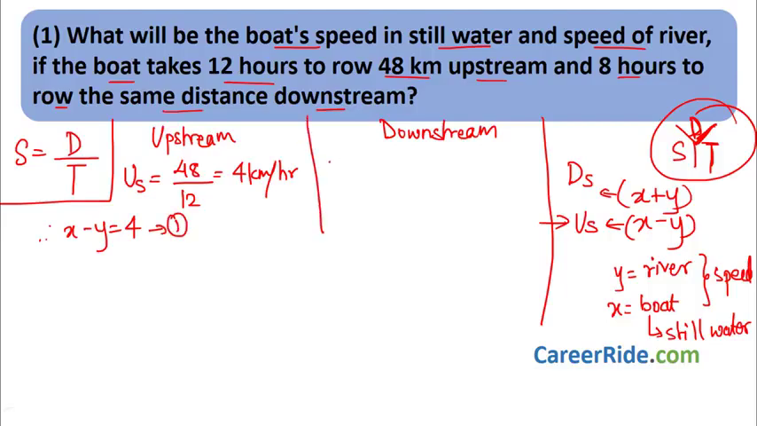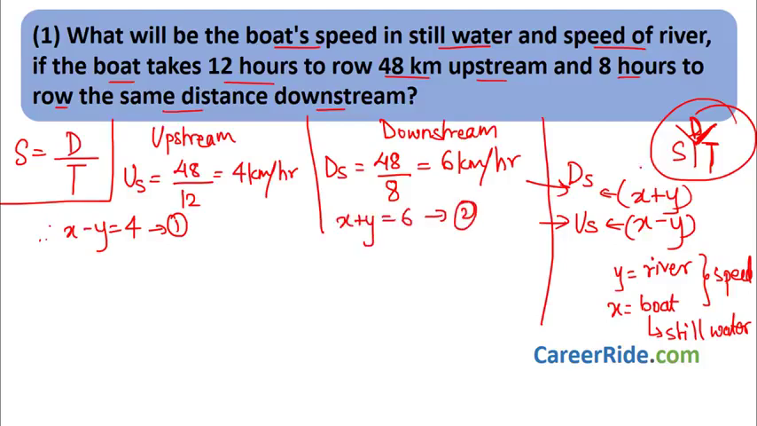Now let's consider downstream case. Downstream speed is distance upon time. So distance traveled is the same distance downstream, right? So we have 48 kilometers, time taken is 8 hours they have given. So that would be 6 kilometers per hour. What is the downstream speed? x plus y, right? So we have x plus y equal to 6. This becomes our second equation.